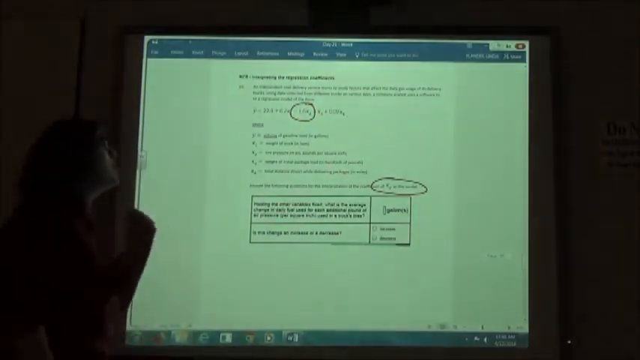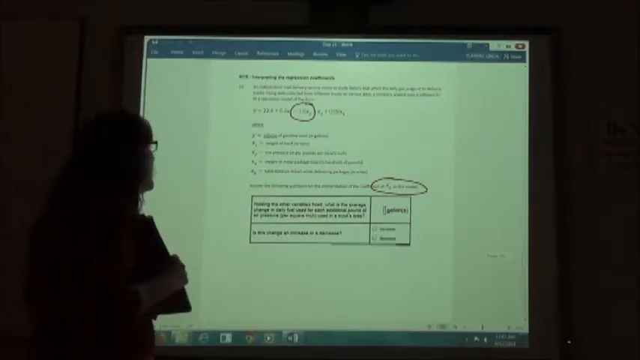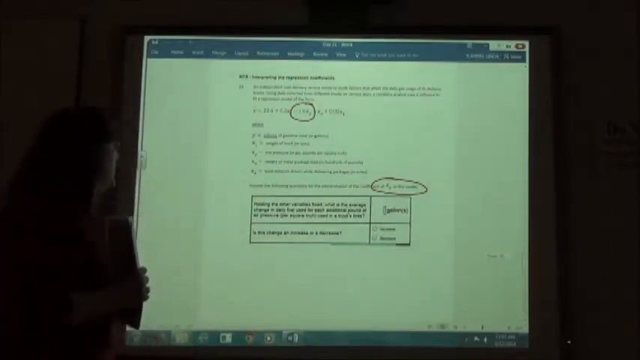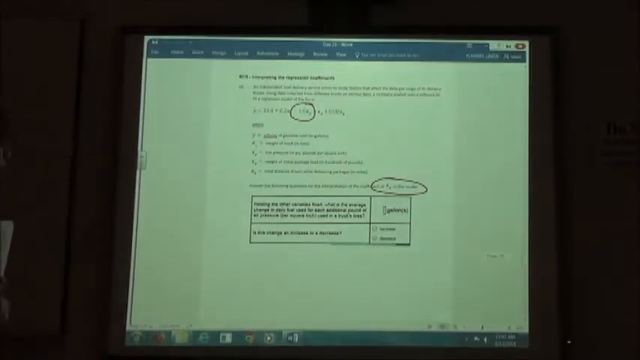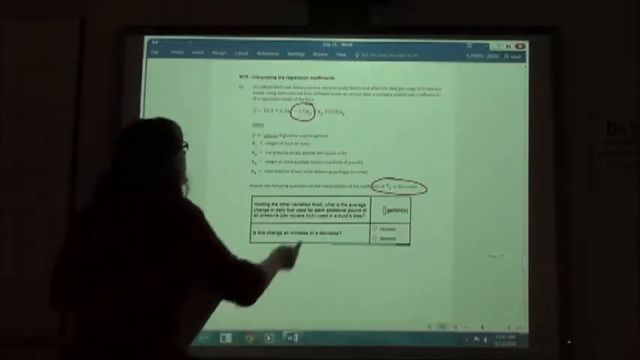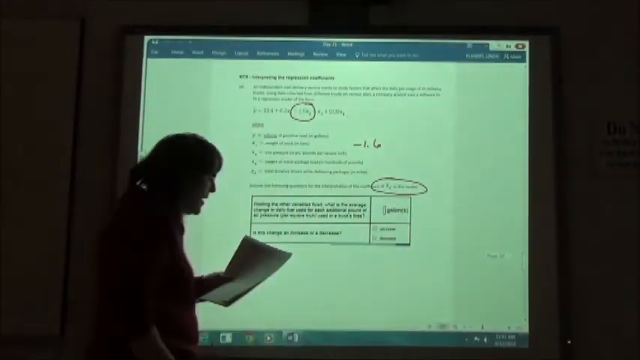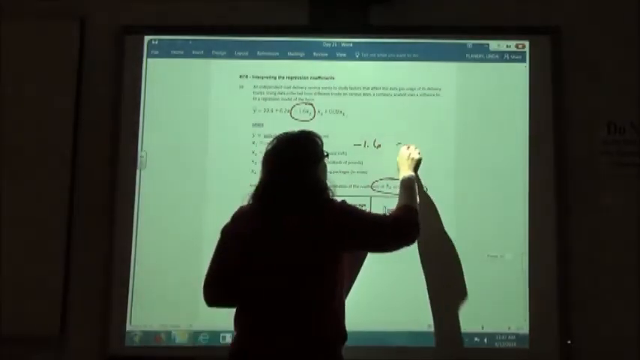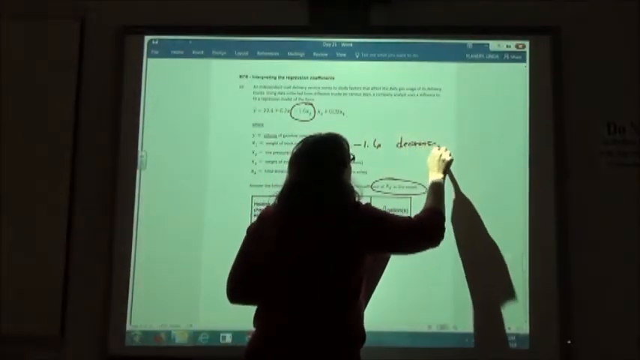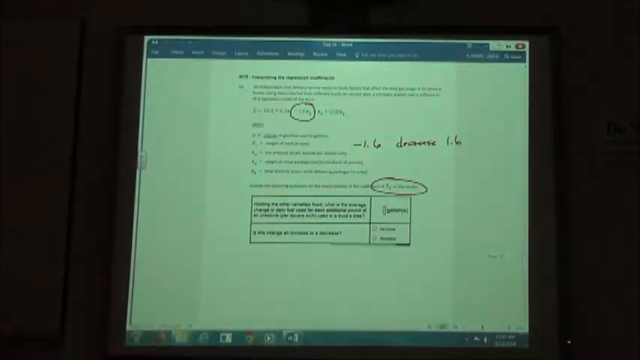So what they want you to interpret is what is the meaning of that value in front of the X sub 2. It says holding the other variables fixed, what is the average change in daily fuel use for each additional pound of air pressure per square inch used in the truck's tires? Well, what this number means is that there's a negative 1.6, in other words, a decrease of 1.6 in the pounds per square inch in my tire pressure.